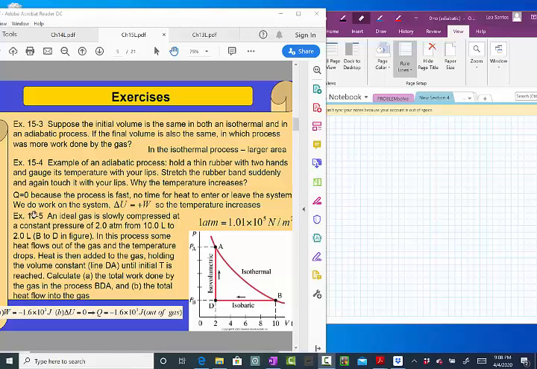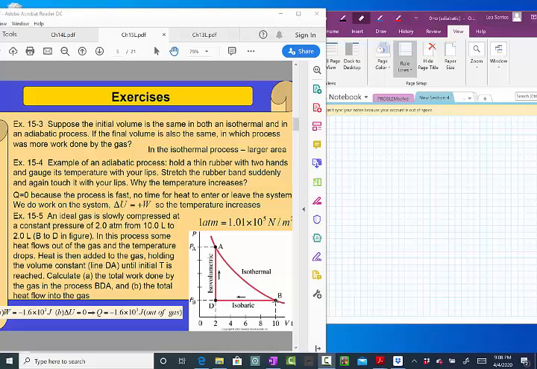Okay, so now let's solve this other exercise, the 15-5. Let's read the problem together. An ideal gas is slowly compressed at a constant pressure of 2 atm from 10 liters to 2 liters. What are they talking about? They are talking about this part of this plot.